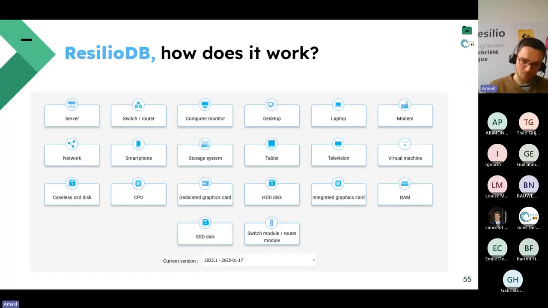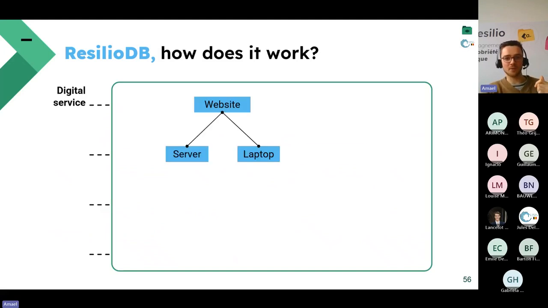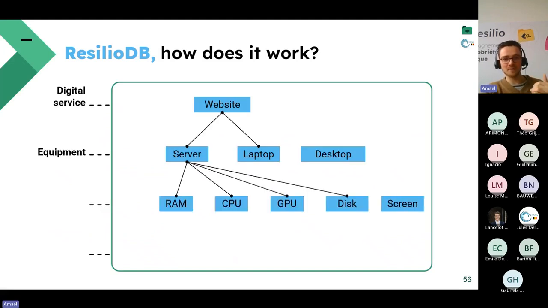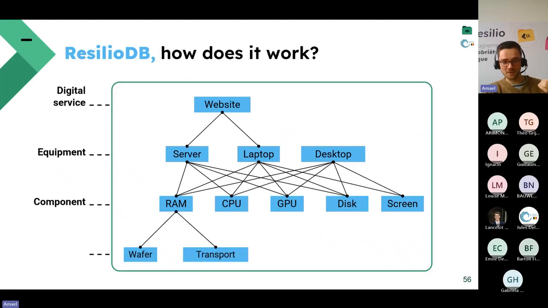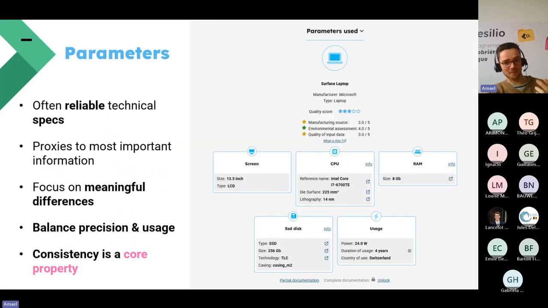To understand how this is possible, we need to understand that Resilio database is a mix of models. So here you have a snapshot of the models that are included. This is what we can assess, and the models combine one to the other. So all the models are built on the lower layers, which means that if we change only one layer, everything will be updated every time. So we have a much better consistency. And as we use parameters, consistency is a core property.